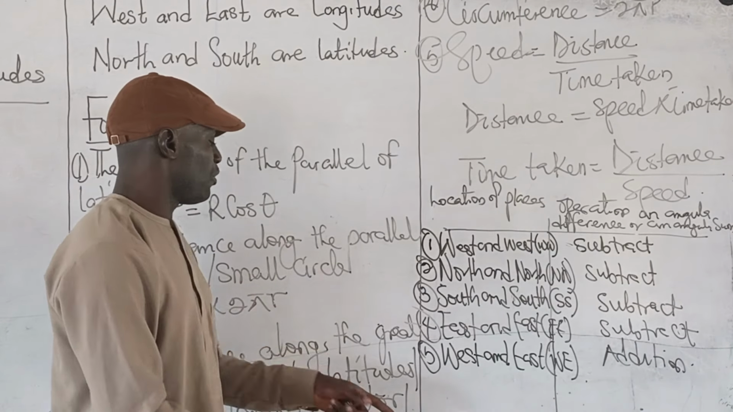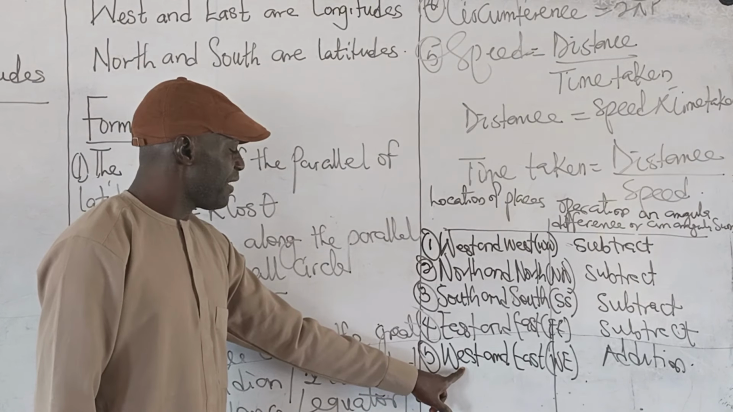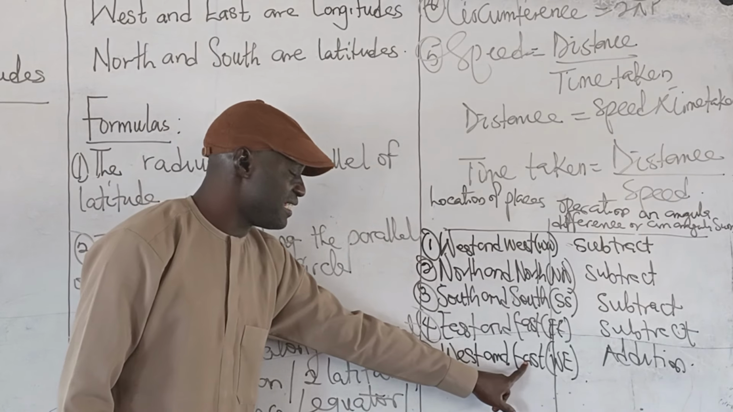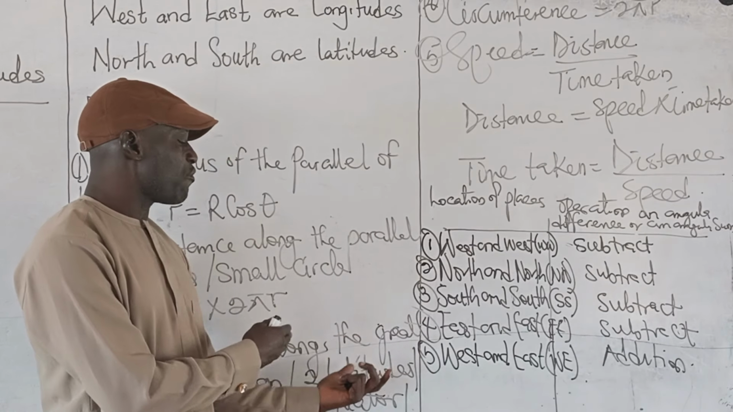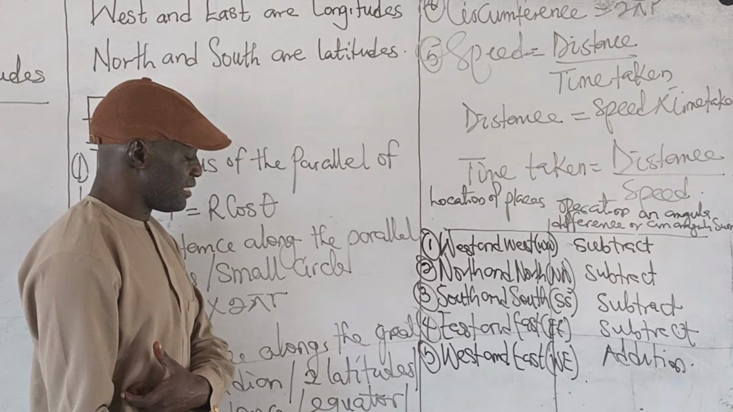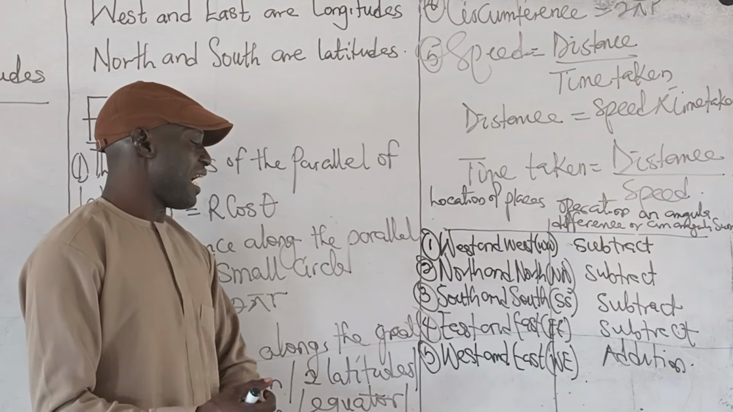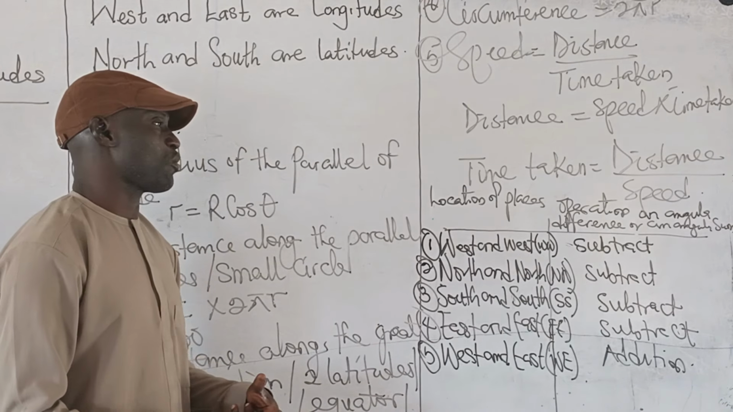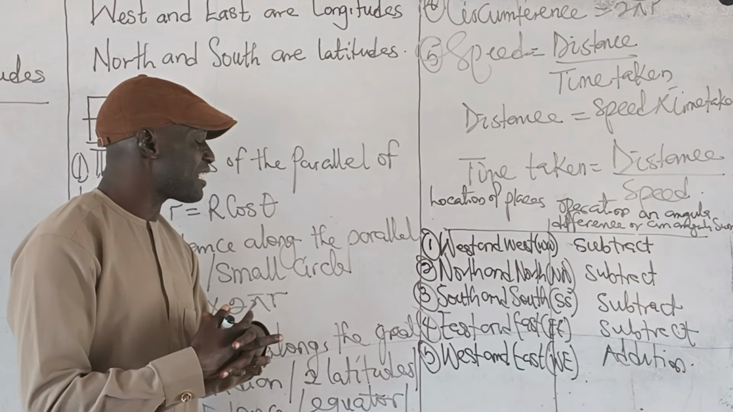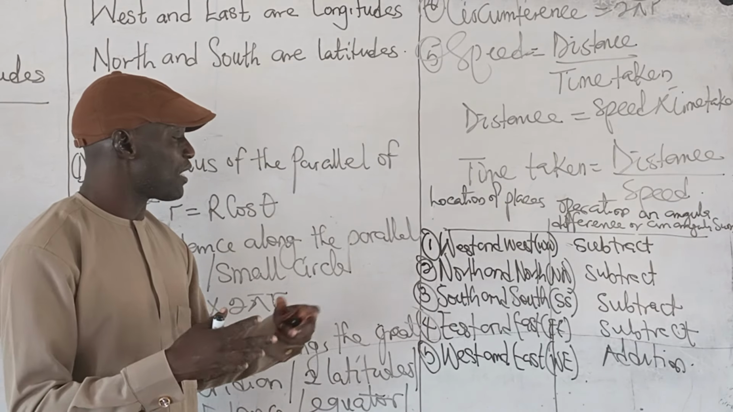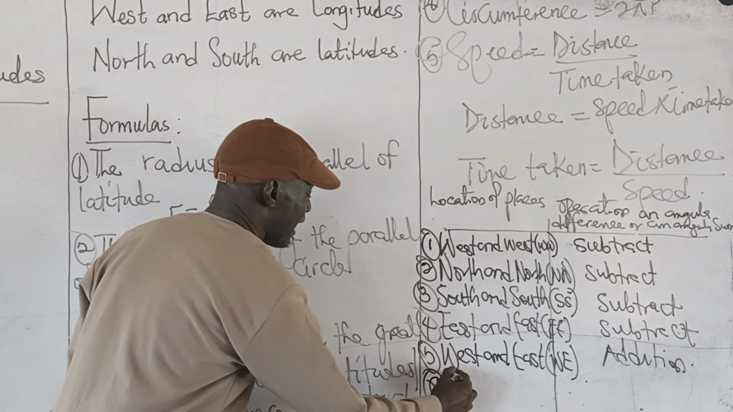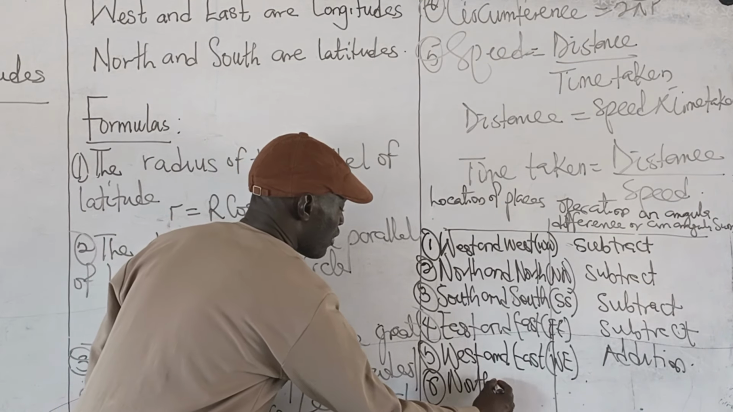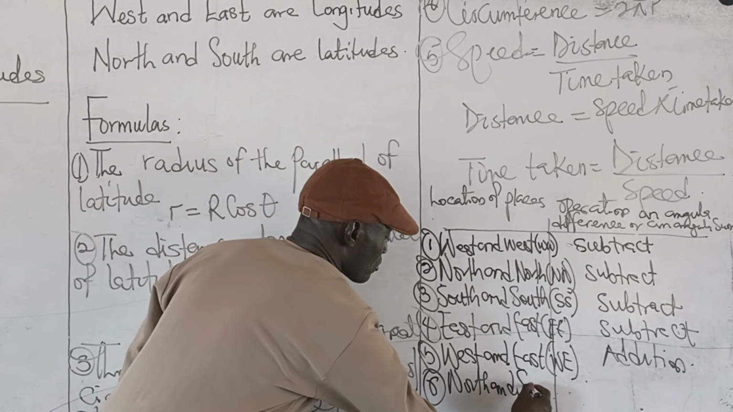Let me give an example. Let's say we have 10 degrees west and 20 degrees east. You can see the two of them are longitude, right? We have one in west, and the other one in east. So 10 degrees west and 20 degrees east. What are we supposed to do? The angular sum of that operation is supposed to be 30. We have to add them up. And this last one, let's say we have north and south.